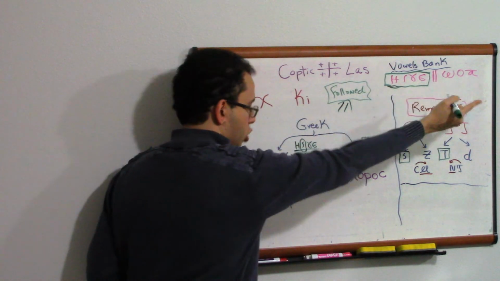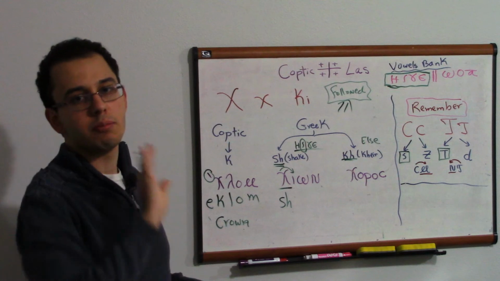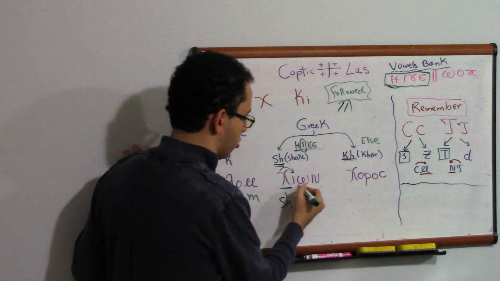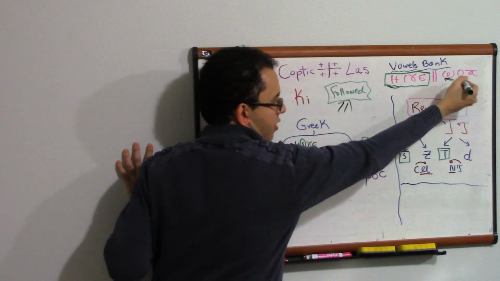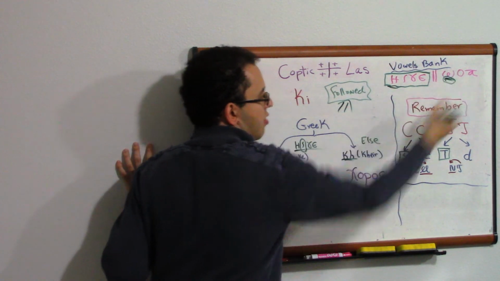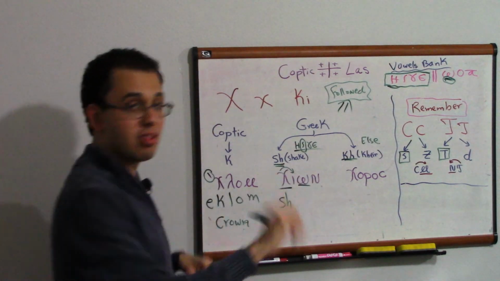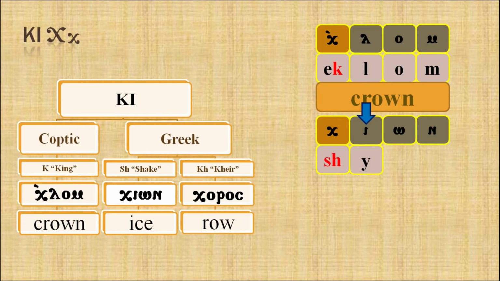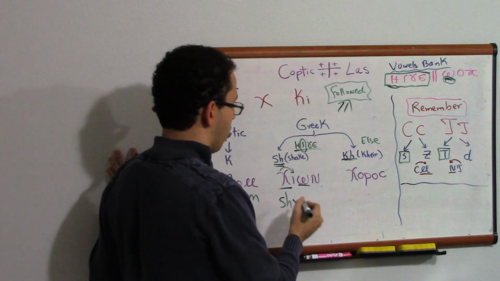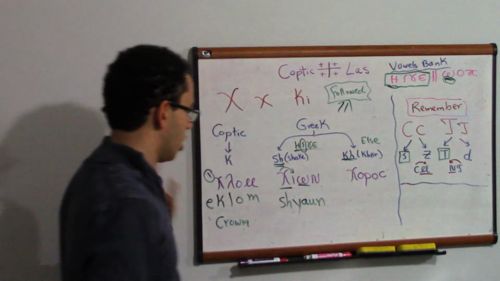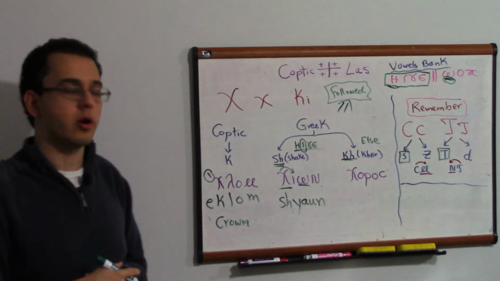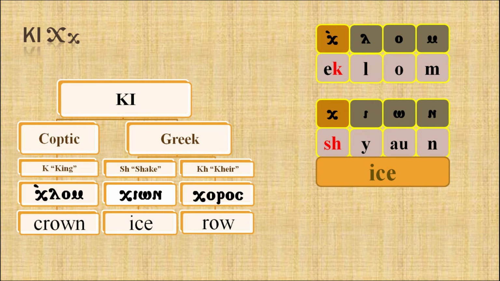So you would think it's an I, but don't rush it. You have to look after too. After it is omega, and omega is one of the vowels, right there. You all can see it. Right there is the omega. So therefore, because it's followed by a vowel, that iota would be a Y. Not an I, a Y. And then omega, if you remember from the vowel discussion, it's an AU sound. And finally, Ni is always an N. You put the whole word together and you get Shayon. Shayon means ice.